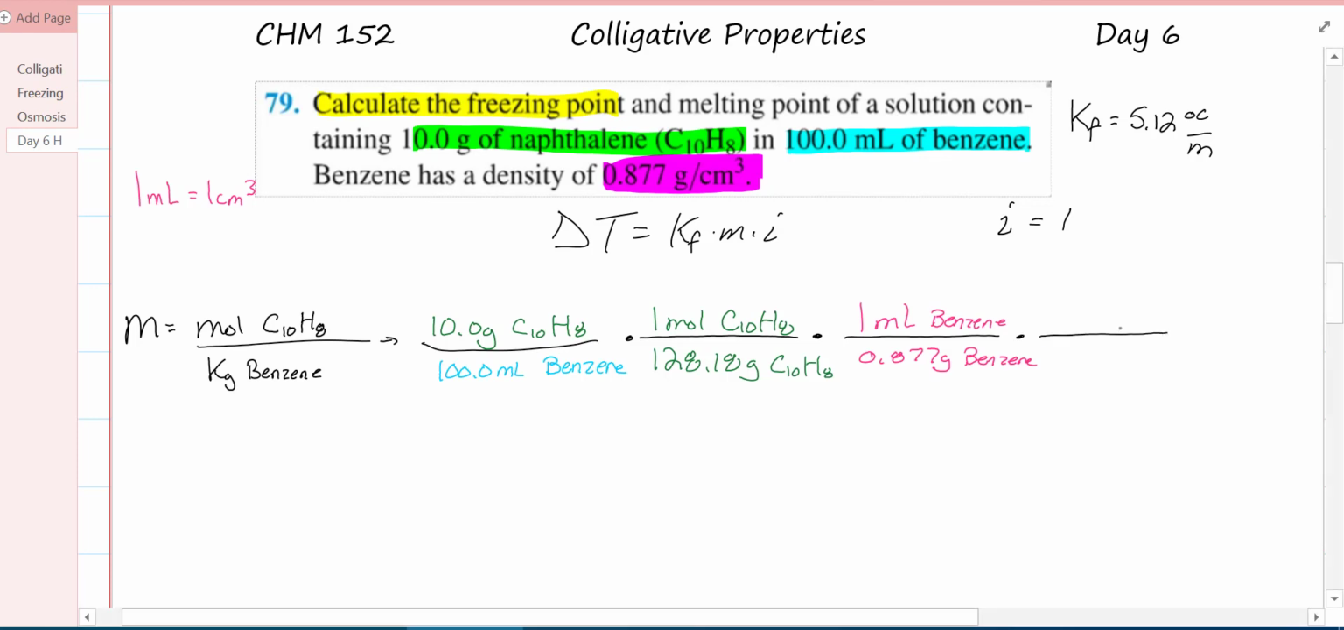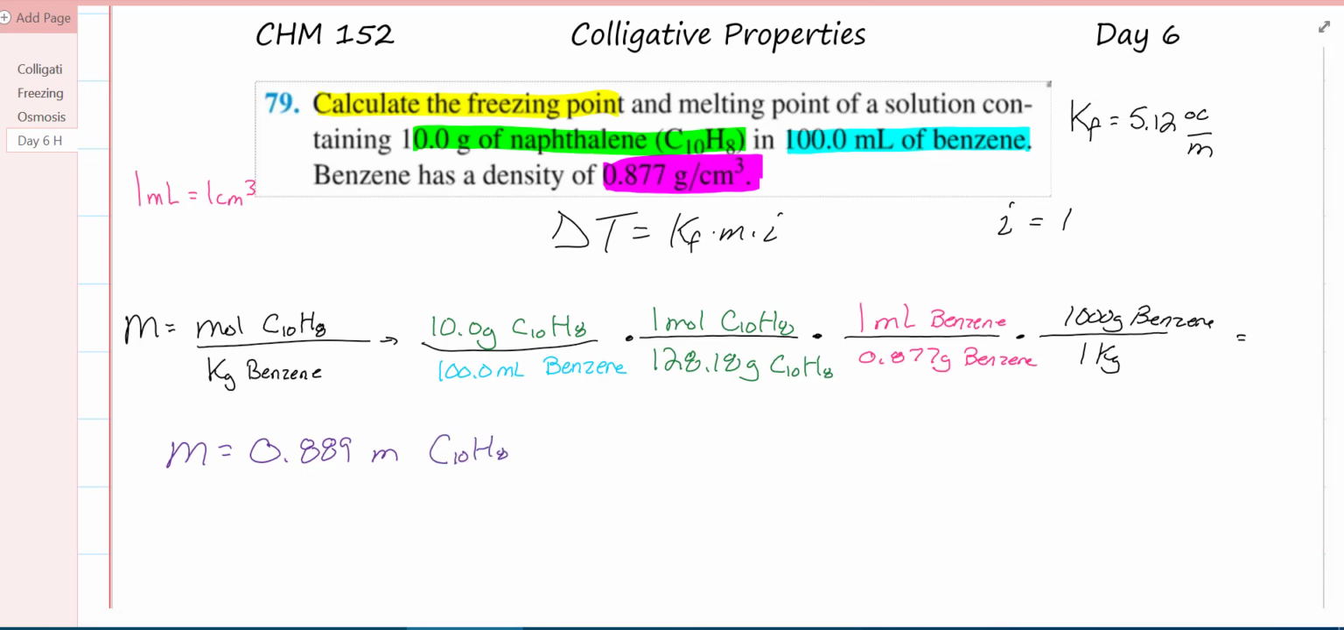And then 1,000 grams of benzene is 1 kilogram. Okay. So if we do this, the molality of benzene looks like it's going to be 0.889. I'm sorry, the molality of naphthalene in benzene.